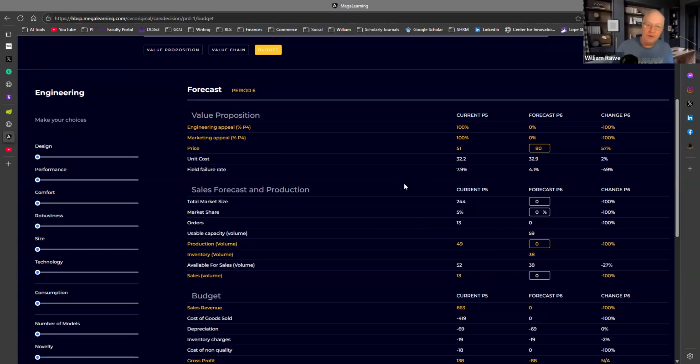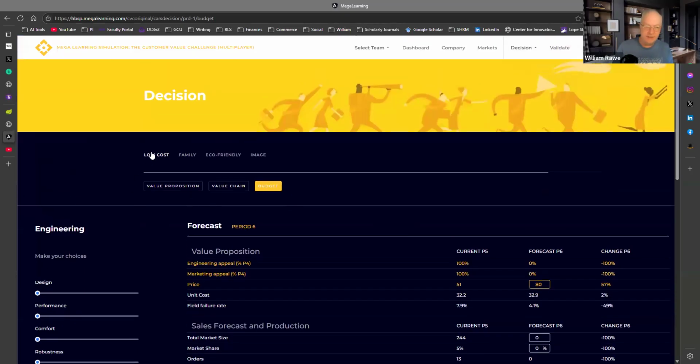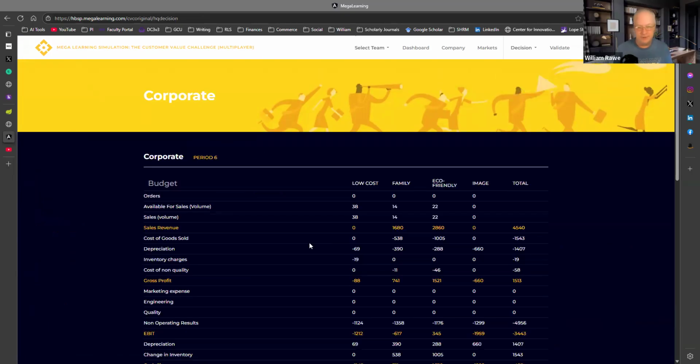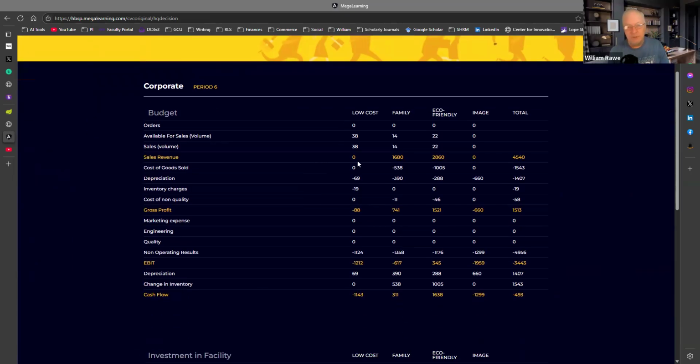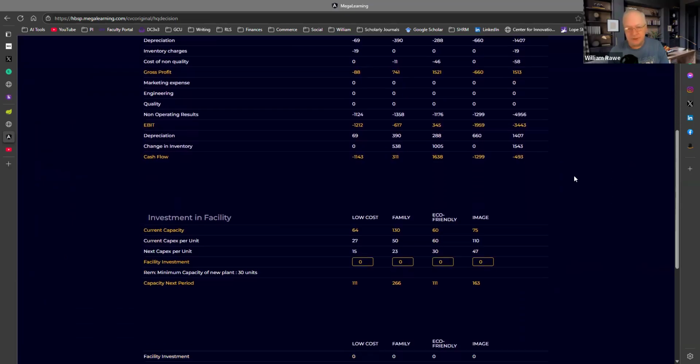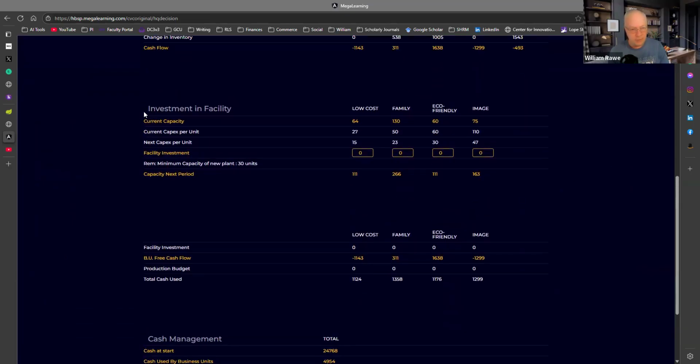Once you have all your business level decisions in for all 4 business lines, then you can go to your corporate level decisions. Now, these are corporate levels, so this applies to all of your business units. Most of these numbers are going to flow from the decisions you've already made. Here, we have investment in facility. Your facilities are the manufacturing facilities where you're manufacturing your cars. Current capacity is 64.